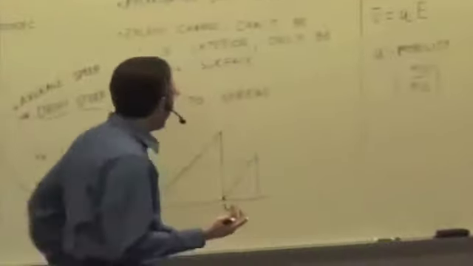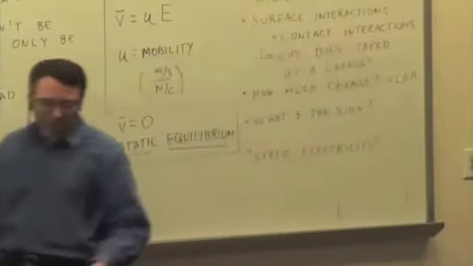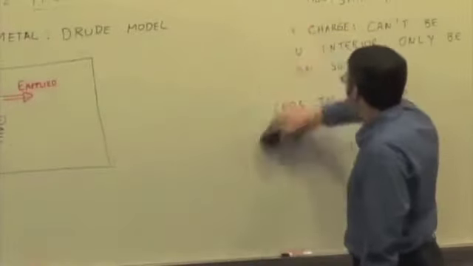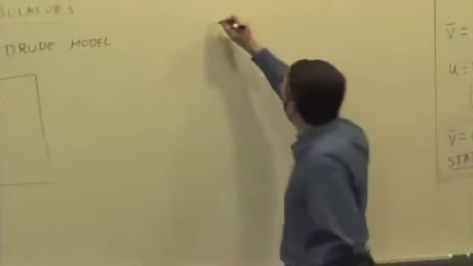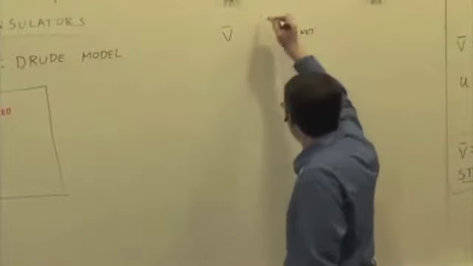Given this, there's a special case when the average speed is equal to zero, when the electrons overall, net, are not moving. We call this situation static equilibrium. So, static equilibrium, charges aren't moving. Let's look at what's possible and what isn't in a situation of static equilibrium. Here's V, let's make a little table: V and the net electric field inside the material.